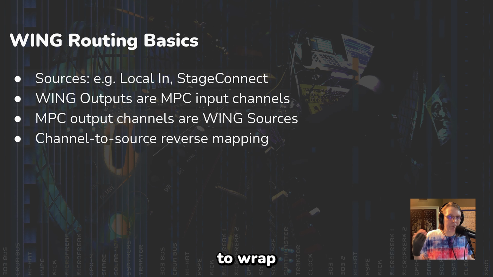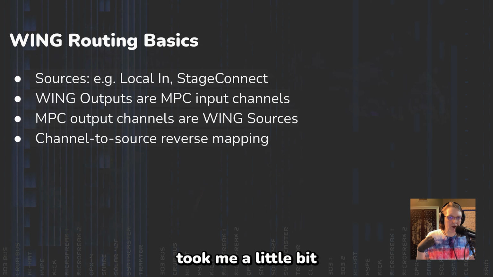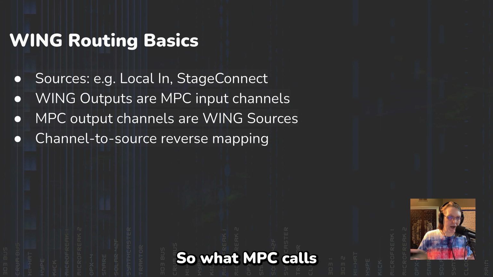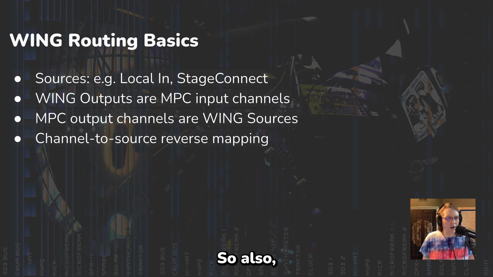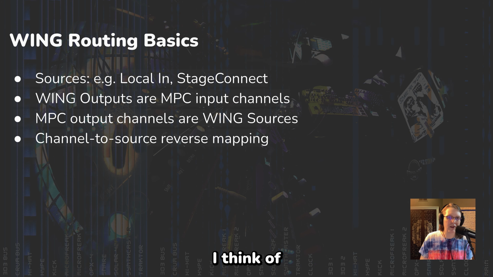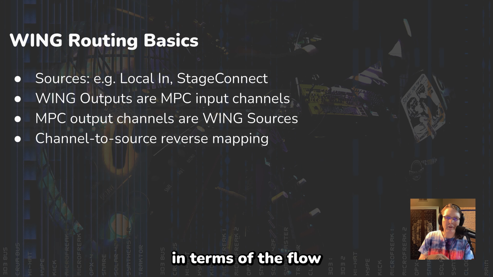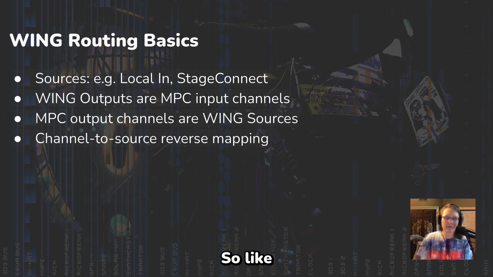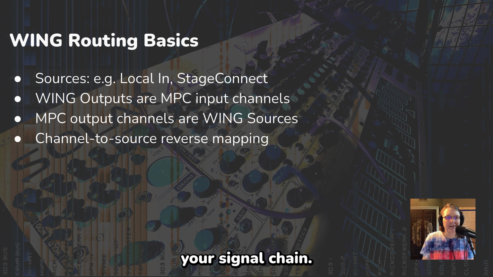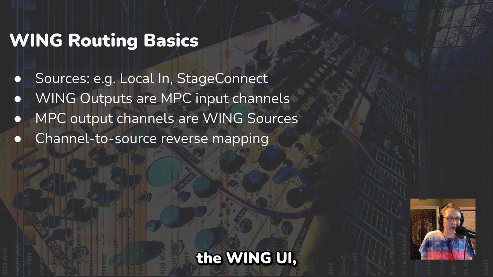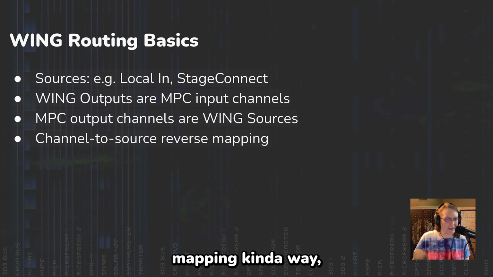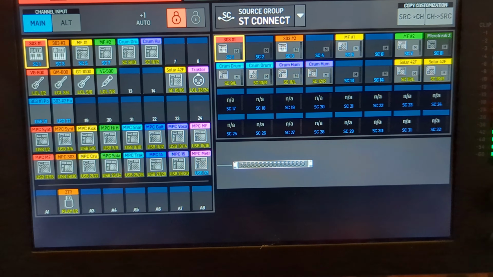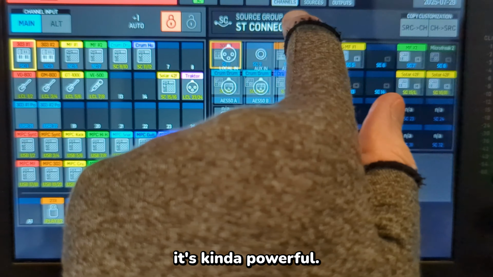One thing to wrap your head around that took me a little bit to change gears: the language flips on one side. So what MPC calls an output, Wing calls an input, and vice versa. Also, when you're setting stuff up on the Wing, conceptually I think of setting stuff up in terms of the flow that it follows, from start to end of your signal chain. But when you go into the Wing UI, I find that a lot of these associations are dealt with in a reverse mapping kind of way, which threw me off at first. But I think once you get used to it, it's kind of powerful.